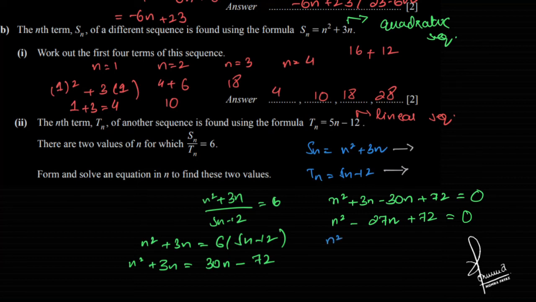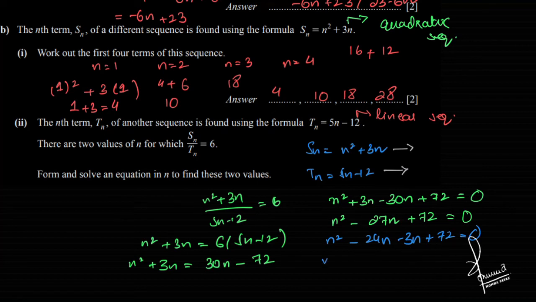So n square minus 24n minus 3n plus 72 is equals to 0. Basically middle term breaking ऐसे किया, 24 into 3 minus 24 into minus 3 is plus 72 and दोनों को ऐड करो आपके पास 27 आता है.